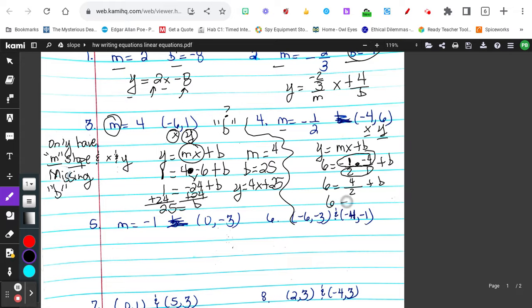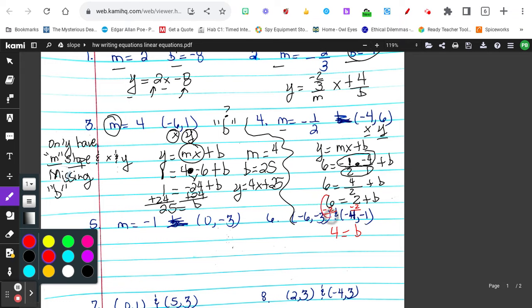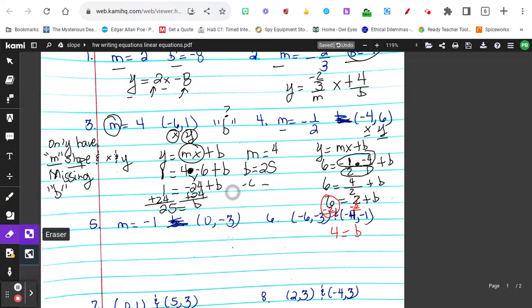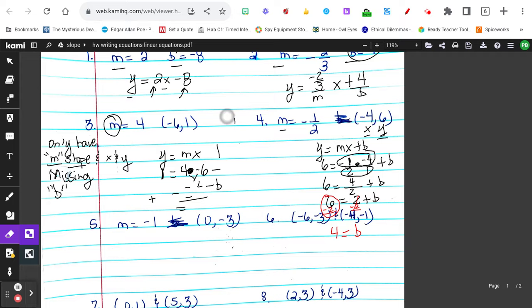But I know that 4 divided by 2 is 2. And when I solve for b, I'm going to subtract 2 from both sides. Sorry, this is kind of mashed together. All right, so 4 is equal to b. 6 minus 2 is 4. These cancel. So I'm going to erase this because I need some room. You should be writing it on notebook paper, so you should have all the room you need.